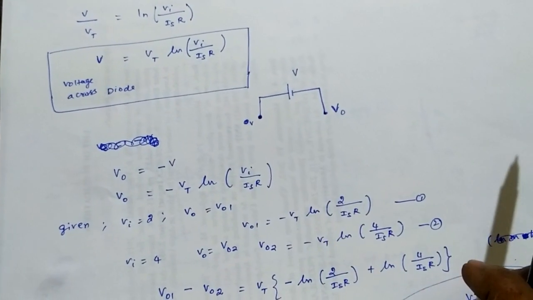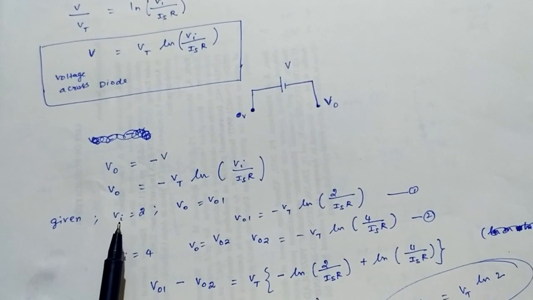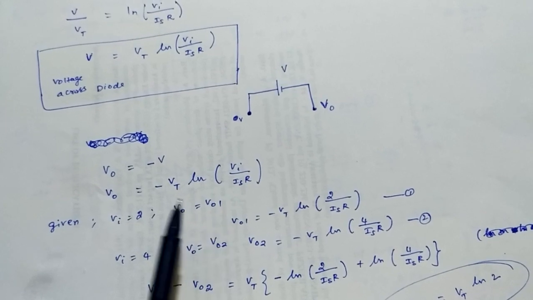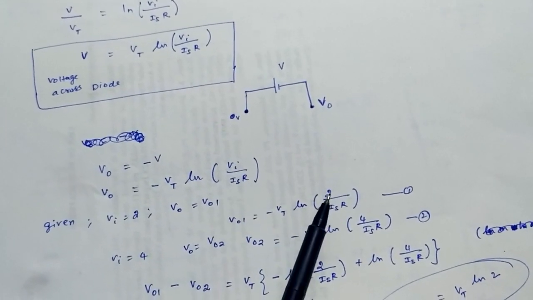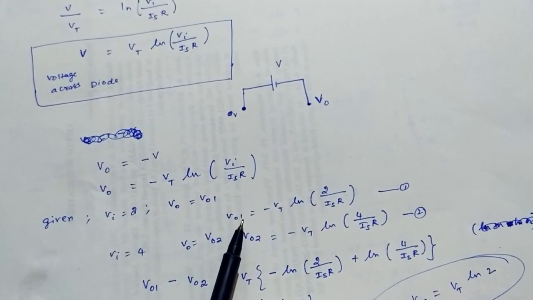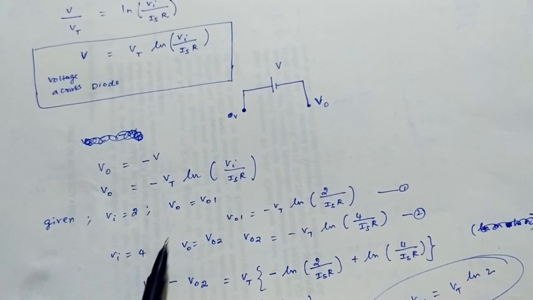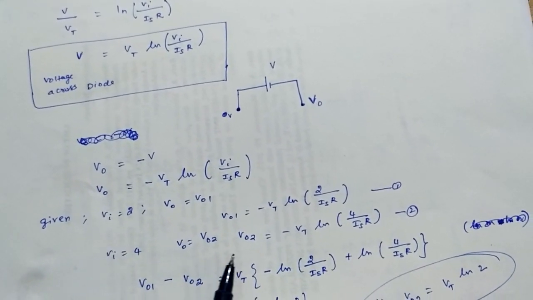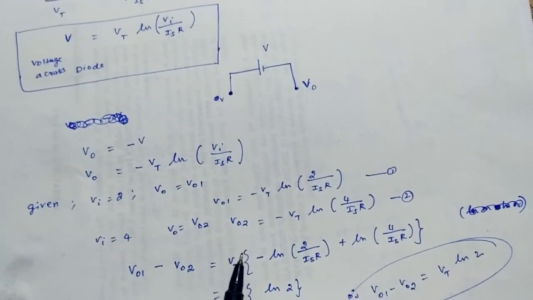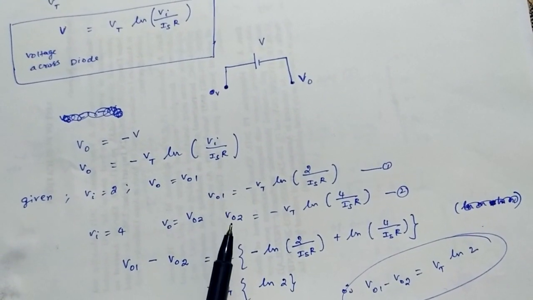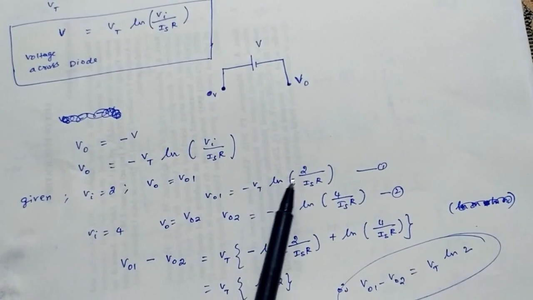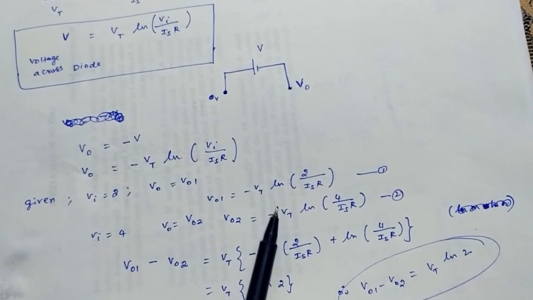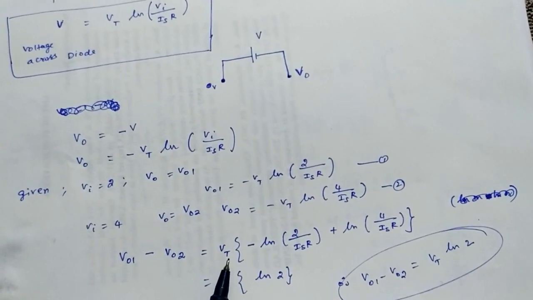Now here in the given problem, when the input voltage is 2 volt, the output is named V01. Again when the input voltage is 4 volt, the output is named V02. So when we subtract V01 and V02, first this voltage minus this voltage, in both the voltages Vt is common, so we can take Vt as common.